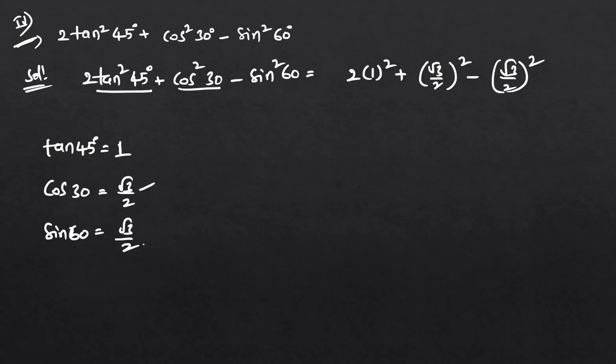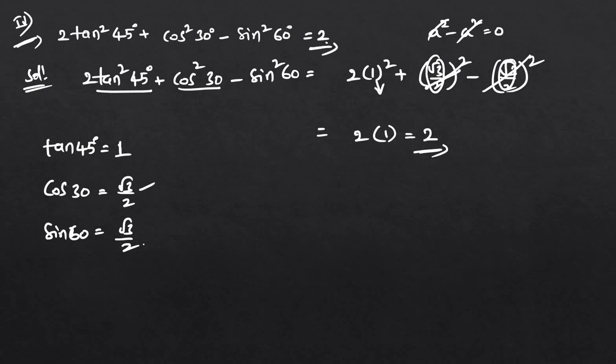So how can we calculate? We can calculate directly here, or else the square root will get cancelled. So a square minus a square is equal to 0 will come. These two values will get cancelled here. So 2 into 1 square, 1 square is 1 only, 2 1 ja 2 will come. So the answer is 2.